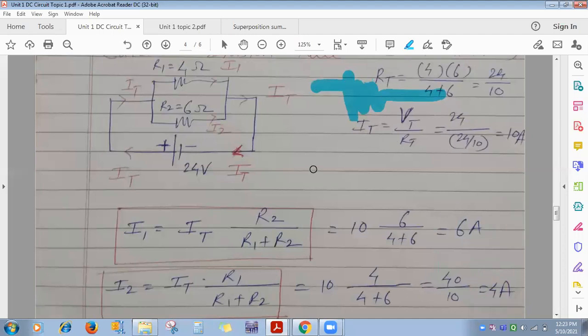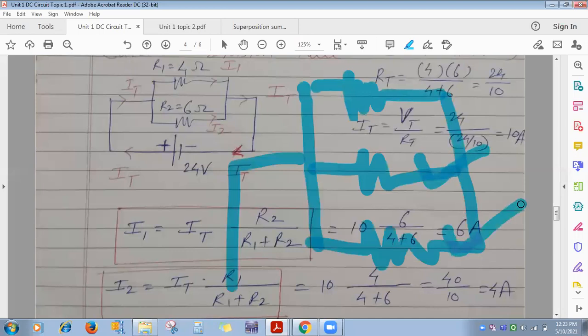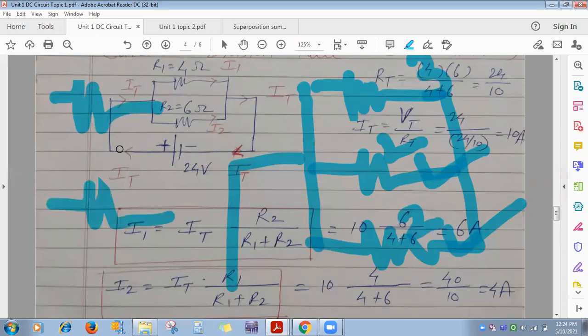Any two, find their equivalent. Suppose R1, R2 and R3 are there, and you are still interested in applying the current division rule here. Then what can you do? Find the equivalent of the second and third. Suppose this is 2 ohm and this is also 2 ohm, then what will be the equivalent of both? 1 ohm, isn't it? And this is 3 ohm. So what equivalent circuit will come? This is the 3 ohm, parallel to it is 1 ohm. Got the thing? What I am saying? Everyone got it?